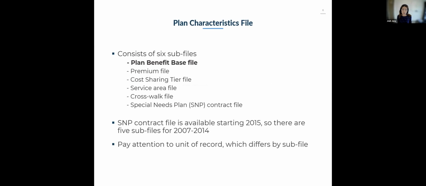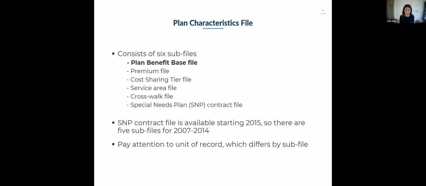Now, one thing about the plan characteristics file is that you will see 6 different sub-files when you buy it. It used to be 5 sub-files between 2007 and 2014, but now it's 6 sub-files: a plan benefit base file, a premium file, a cost sharing tier file, a service area file, a crosswalk file, and special needs plan contract files.